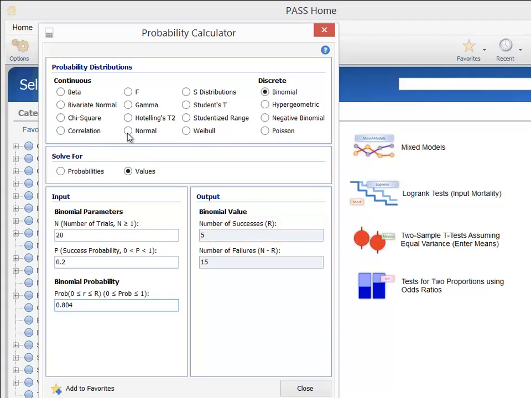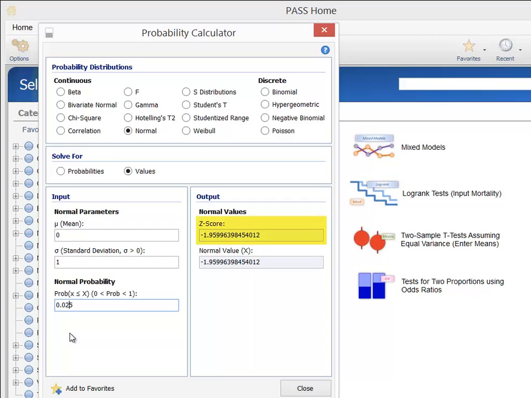If you now select the normal distribution and set Solve For to Values, enter 0 for the mean, 1 for the standard deviation, and enter 0.025 for the normal probability, you'll notice that the calculated value of -1.96 matches the commonly used standard normal z-value for 95% confidence intervals and two-sided tests.